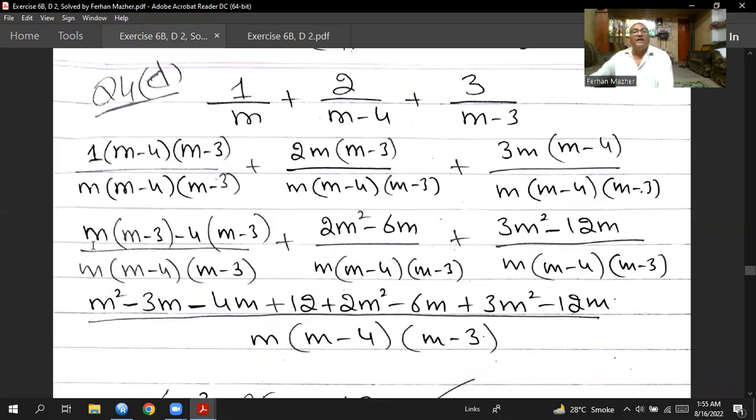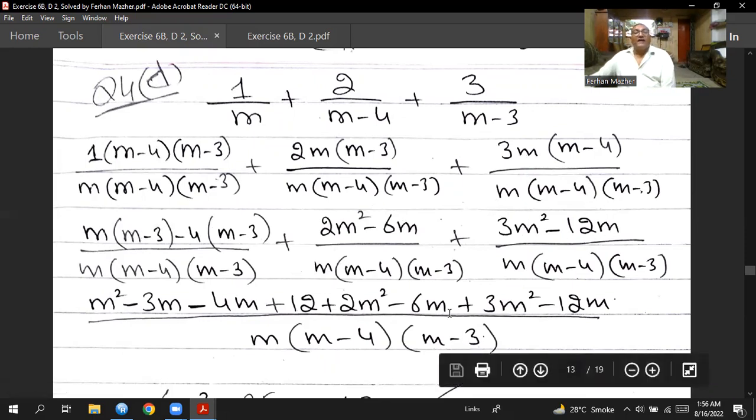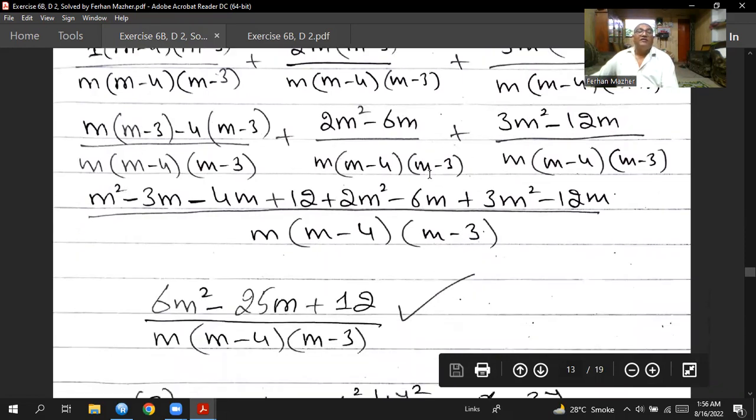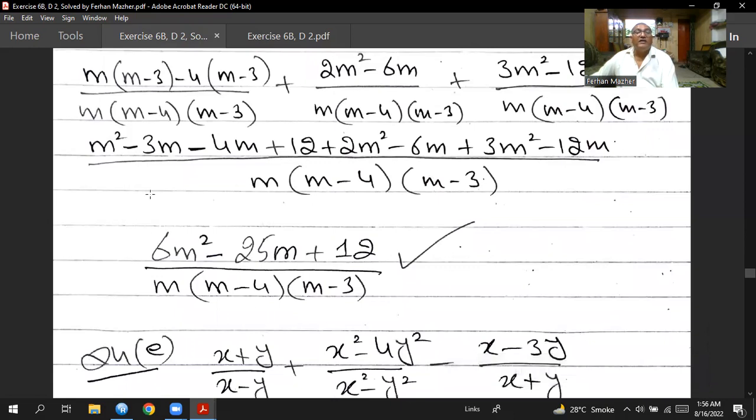Here upstairs, when you multiply them, you will have m bracket m minus 3 bracket, minus 4 bracket m minus 3 bracket. And here you will have 2m square minus 6m in the numerator. Here you will have 3m square minus 12m. So when you write a single fraction, you will have m square minus 3m minus 4m plus 12 plus 2m square minus 6m plus 3m square minus 12m in the numerator, and the denominator.